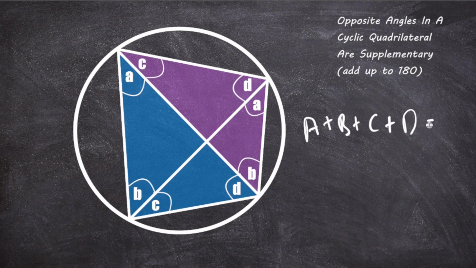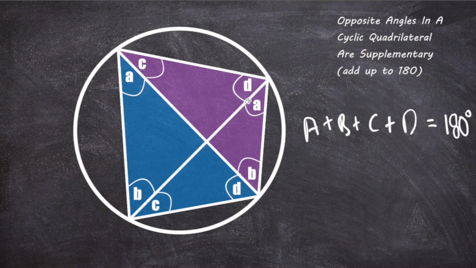And we know that the sum of all angles in a triangle is 180 degrees, which means that A plus B plus C plus D, which is the sum of both of these triangles, equals 180 degrees. And now we know that the sum of those angles add up to 180 degrees.